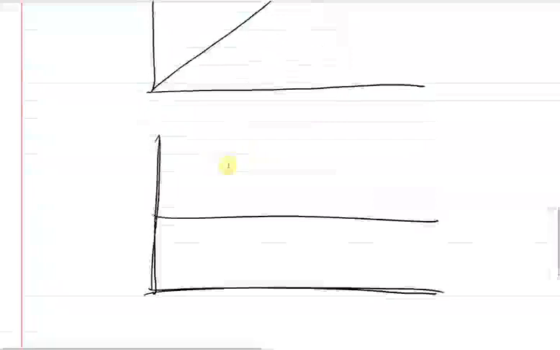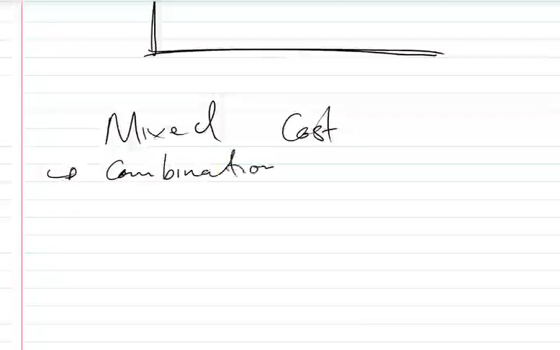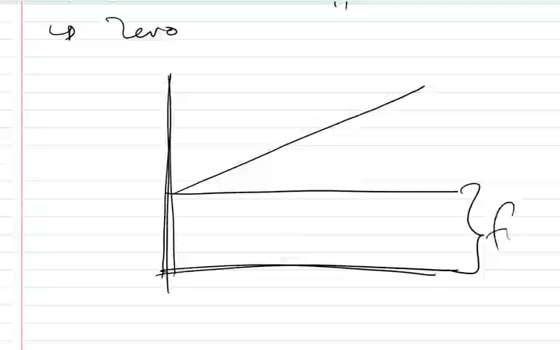And the mixed cost, we just say that it is a combination of both. Meaning that it won't start from zero. That's why the diagram was not starting from zero, where when the activity level was zero, it was like this. It is a combination of fixed and variable.